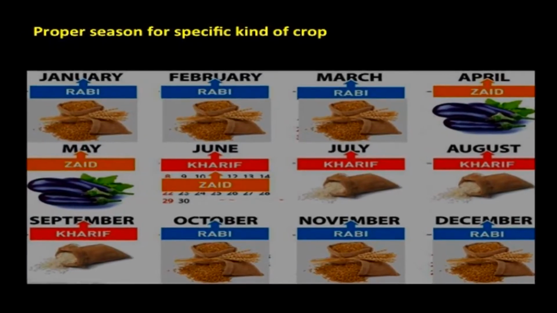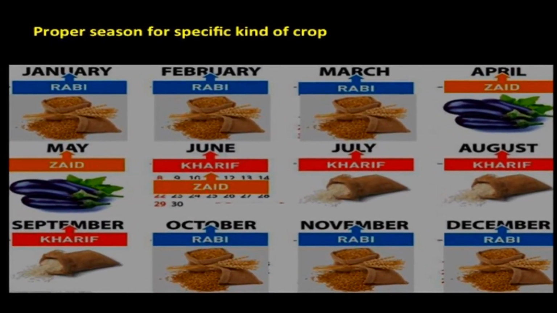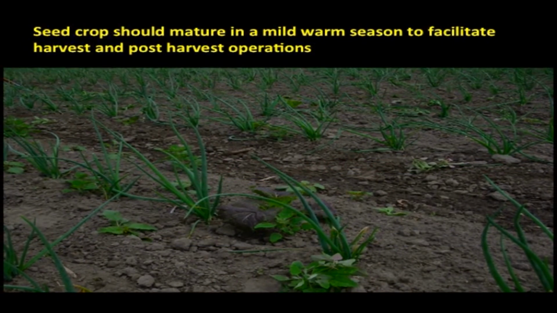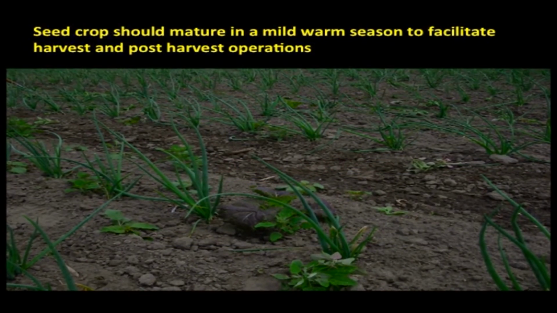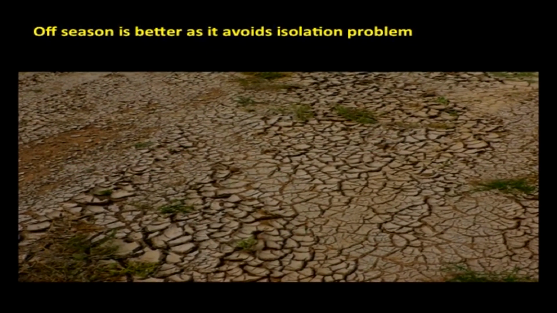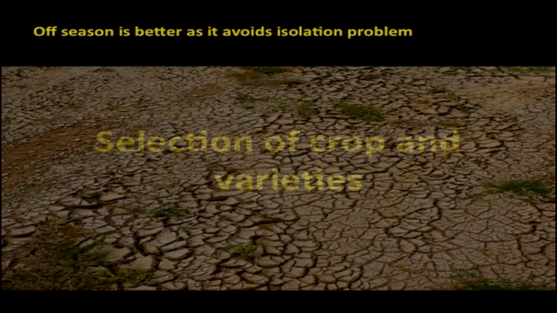Third one is selection of season. In Tamil, we use Adipattam, Tedi Vidai. Likewise, each crop and variety have specific season. Generally, the seed crop should mature in a mild, warm season to facilitate harvest and post-harvest operations. Off season is better as it avoids isolation problem.